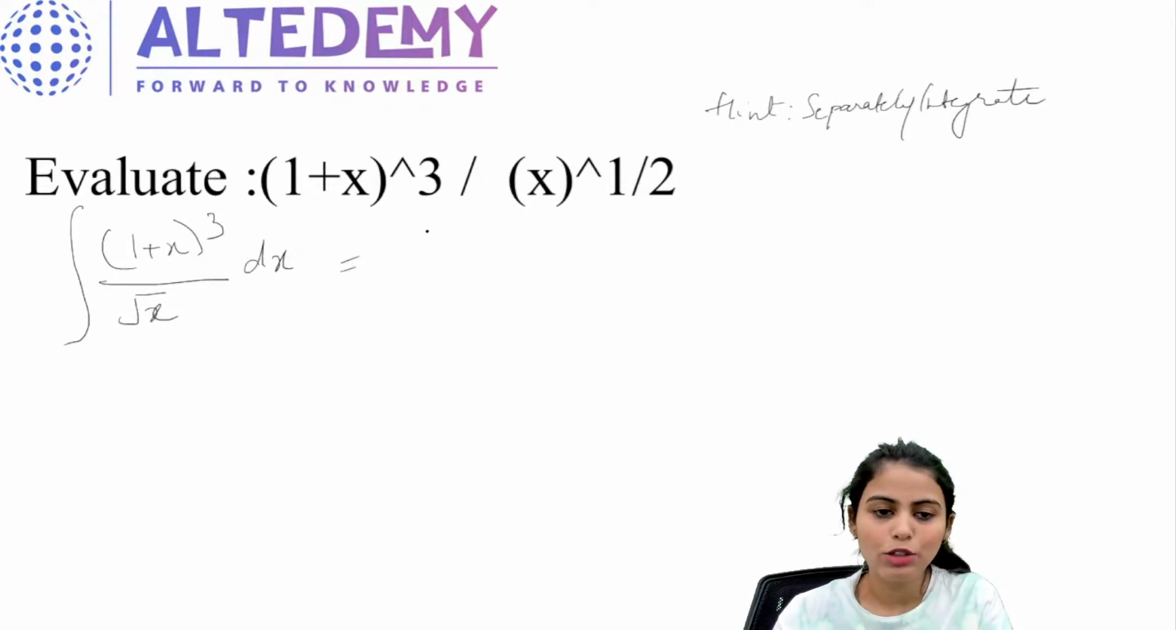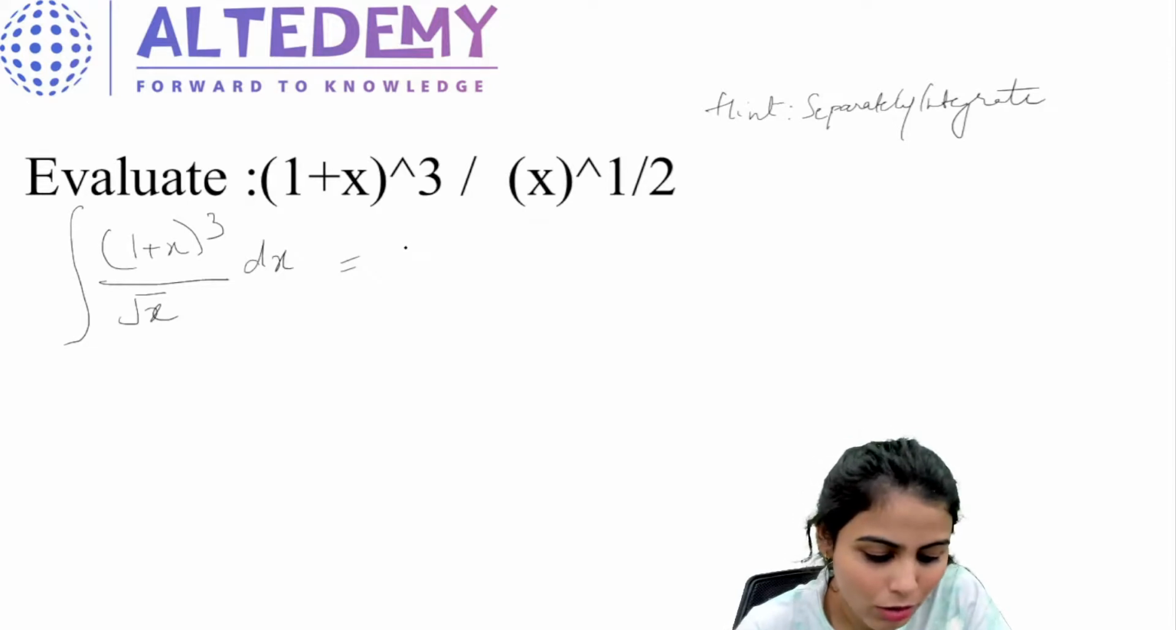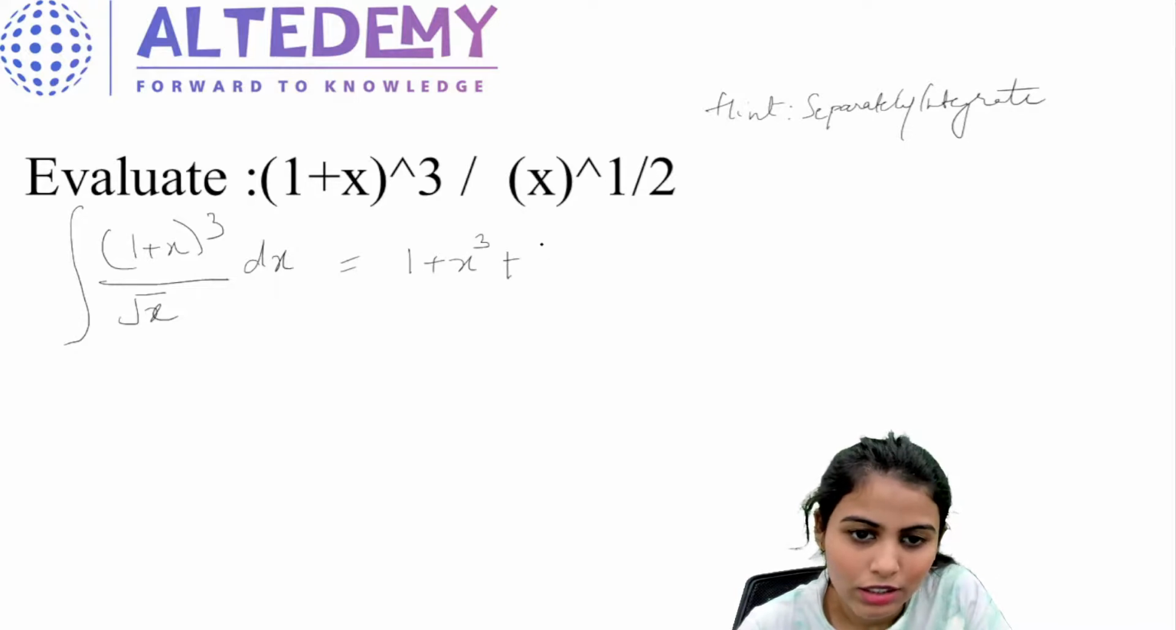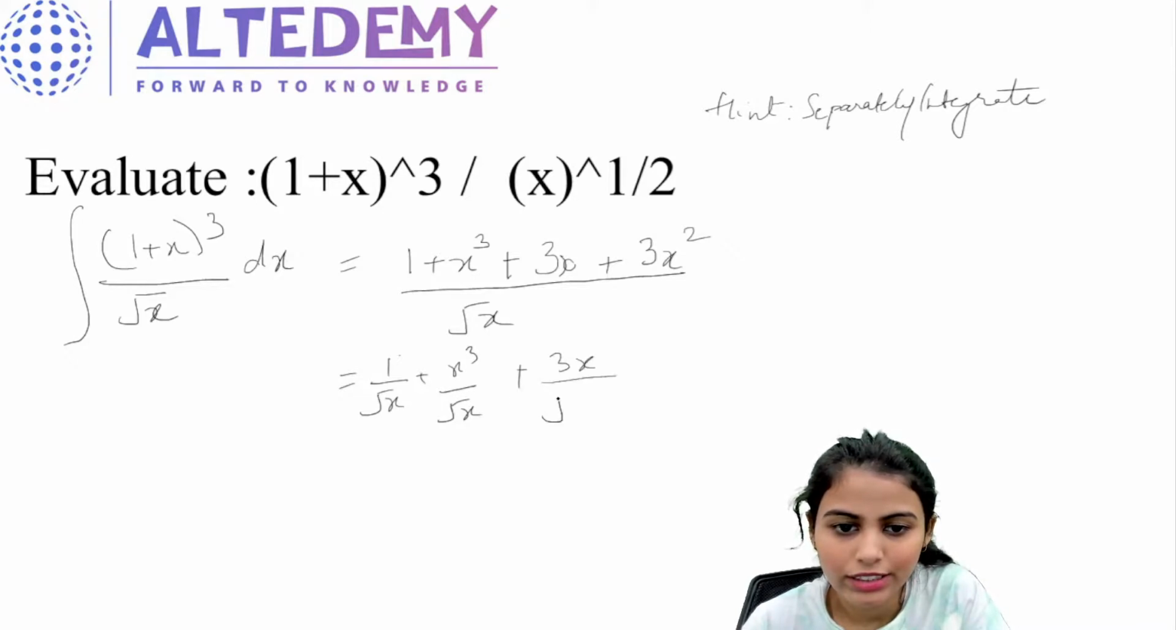Now we apply the a plus b cube formula. What is the a plus b cube formula? a cube plus b cube plus 3ab square plus 3a square b. I hope everyone remembers this, and whoever does not remember it, just learn it again. Now we have 1 plus x cube plus 3 a square b plus 3ab square upon under root x. So we have 1 upon under root x. We can do this, right? Right, guys?